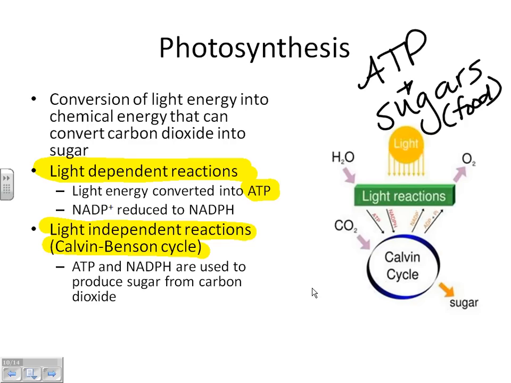Now we call it the Calvin-Benson cycle. Okay, the purpose of the Calvin-Benson cycle is to make the sugars. So this should make sense. If we've got two things we're trying to make, we're going to do it in two parts. First part, make energy. Second part, make sugar.